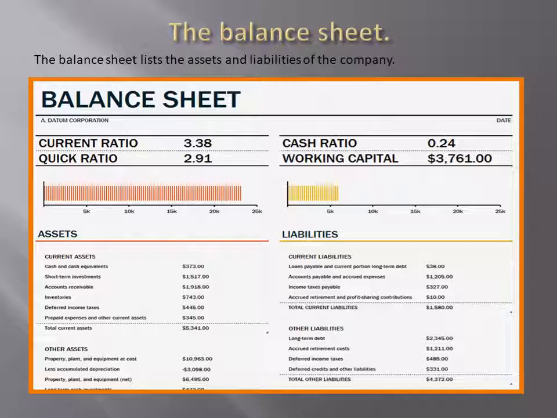Liabilities are debts or obligations that the company owes to others. These include rent, payroll tax, loan payments, and money owed to other vendors and contractors. Note the difference between current liabilities and long-term liabilities. Current liabilities are things that will be paid off in a year. Long-term liabilities will take more than a year.